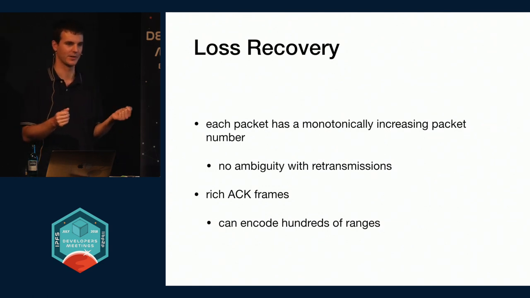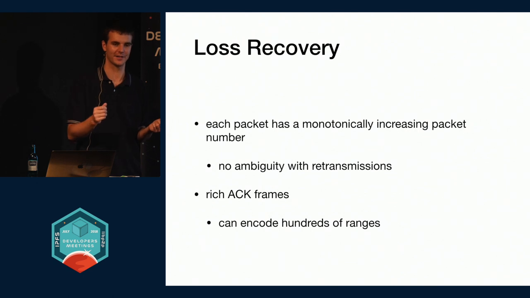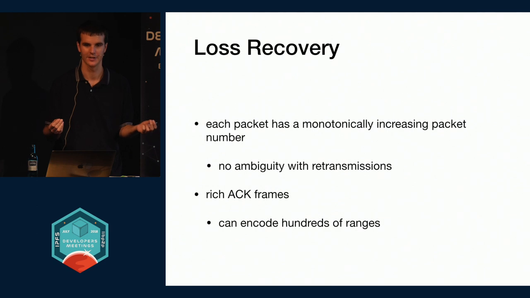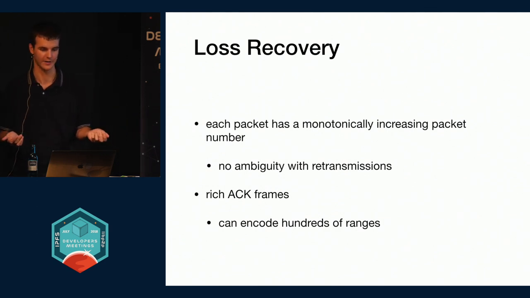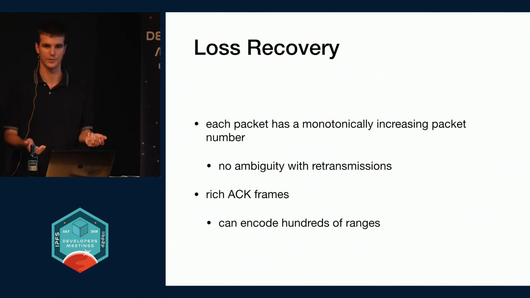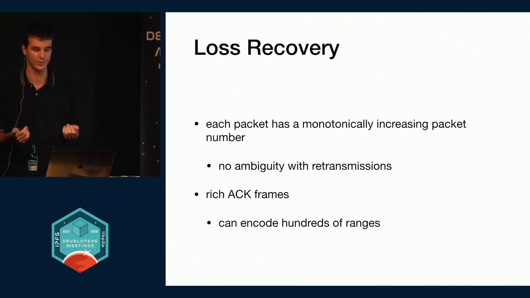This is a problem when you now get an acknowledgement for that packet, because you don't know, was it the packet that I originally sent, or was it the packet I sent as a retransmission? There's an ambiguity here that is very hard to resolve, and TCP loss recovery algorithms struggle with that. So in QUIC, we just use a new packet number for every packet that we send, no matter if it's a retransmission or not. So when we now receive an acknowledgement, we exactly know what happened.